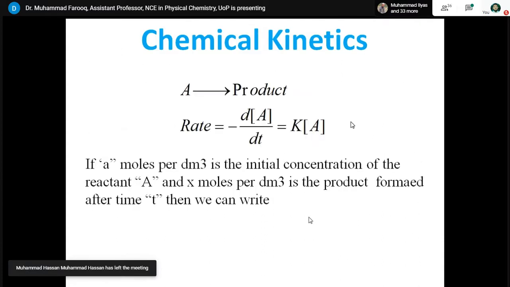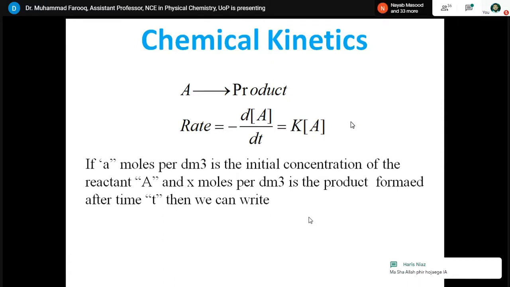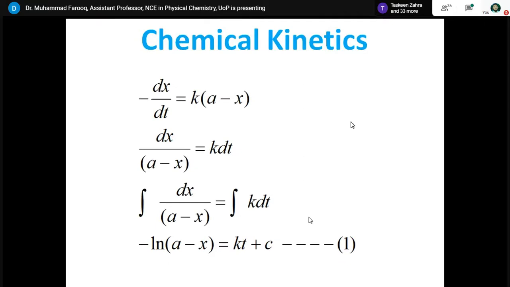For example, A goes to product. If you remember, the change in the concentration of A with respect to time is called the rate. We can also write it as K into A. Suppose A moles per dm3 is the initial concentration of reactant A, and after some time t, x is the product formed. Then the rate, minus dA divided by dt, can be written as dx divided by dt is equal to K into A minus x.